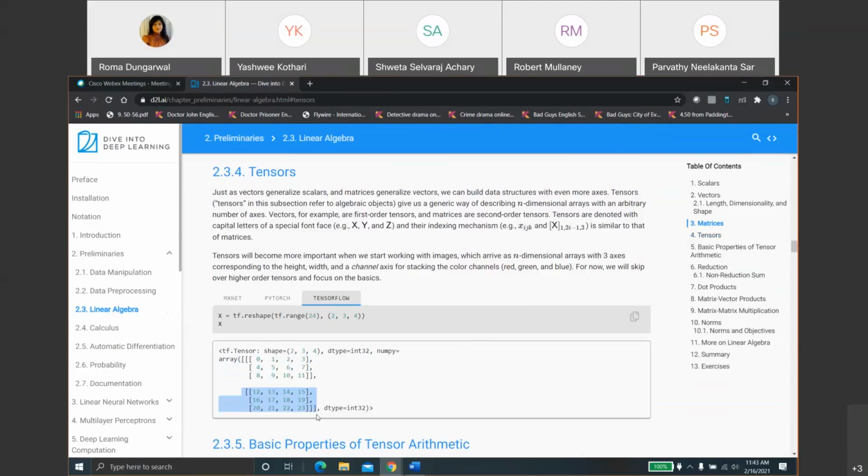And as I told you, when we use TensorFlow, everything, vectors, matrices, tensors, is represented using tensors. So a vector is a one-dimensional tensor, a matrix is a two-dimensional tensor, and in the tensor itself, the tensor will have several axes. That's the only difference. Is it clear? Yes. Okay. Does anyone have any other doubt?